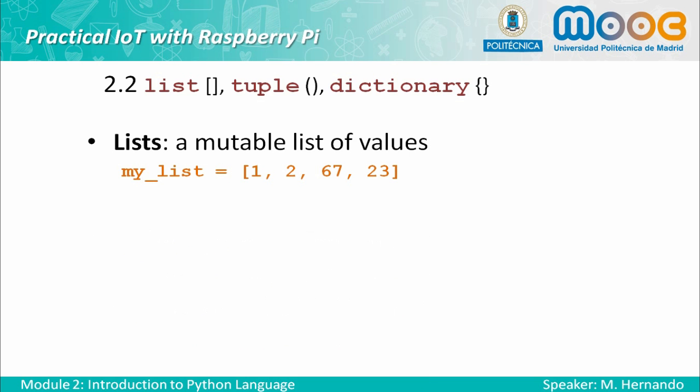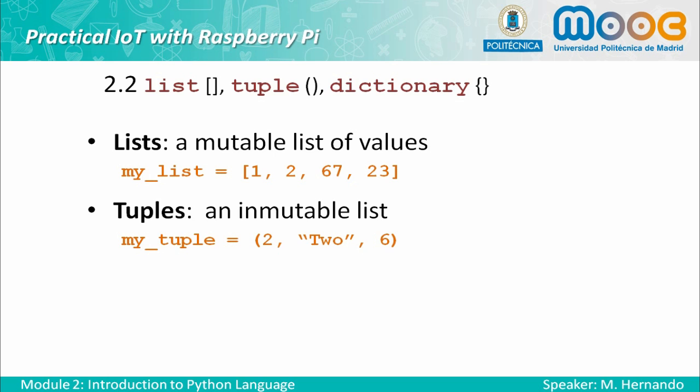Lists are what they seem, a list of values. Each one of them is numbered starting from 0. The first one is number 0, the second one number 1, the third 2, etc. You can remove and modify values from the list and add new values to the end. Tuples are just like lists, but you can't change their values.